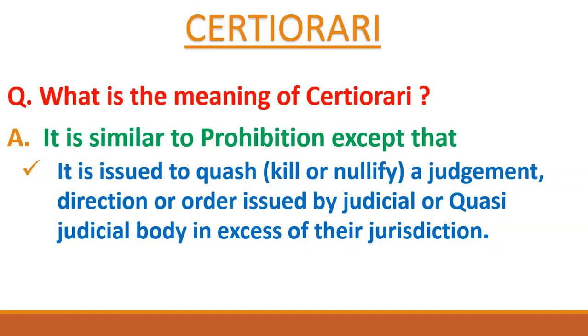But what happens in certiorari? If the case has already been decided, which means that the judicial or quasi-judicial body has already passed the judgment, then the Supreme Court declares that judgment null and void, takes the case to itself, and gives its decision on that case. So finally who will give the decision? The Supreme Court will, because it has the power to interpret the constitution. So this was the meaning of certiorari.